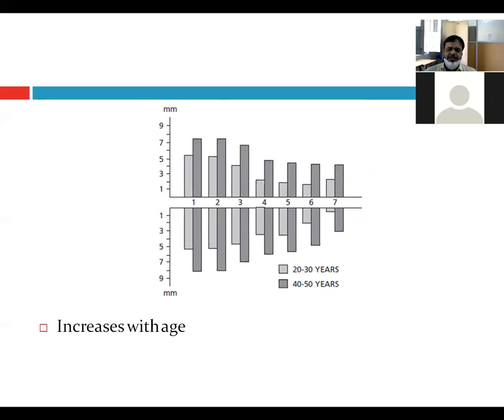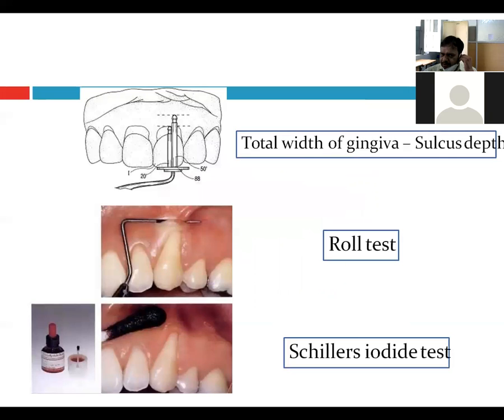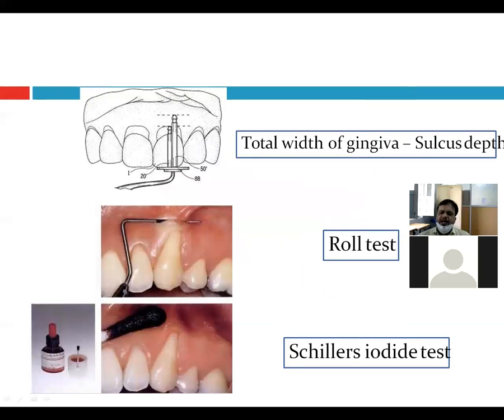Various authors have studied the width of attached gingiva. How do we calculate the width of attached gingiva? The width of attached gingiva is calculated as the width of keratinized gingiva minus the sulcus depth. So this is how we calculate the width of attached gingiva.